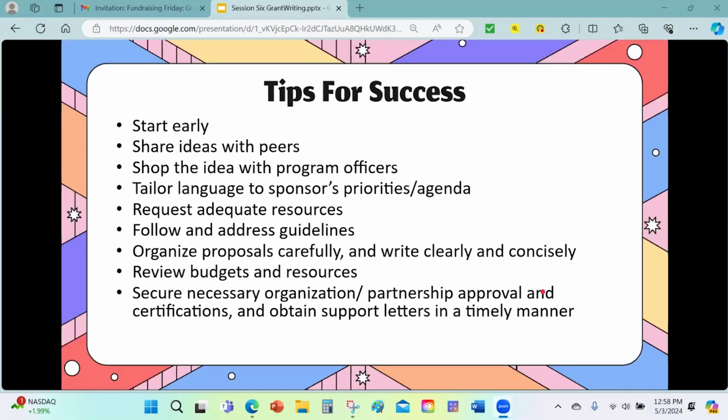And then some tips for success, always, especially with a government grant, a federal or state or city grant. Sometimes they are more work, right? So you always want to start early. You want to share ideas with peers. You want to maybe discuss the idea with those program officers that the grants typically mention. You want to tailor the language of your grant to the sponsor's or the grant's priorities or agenda. You don't want to tailor the project. You want to tailor the language.